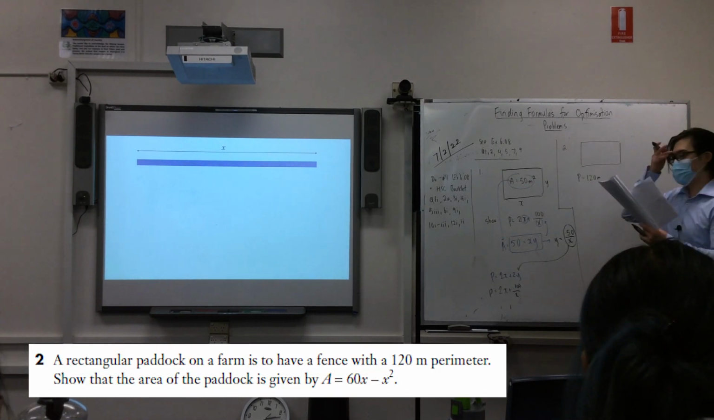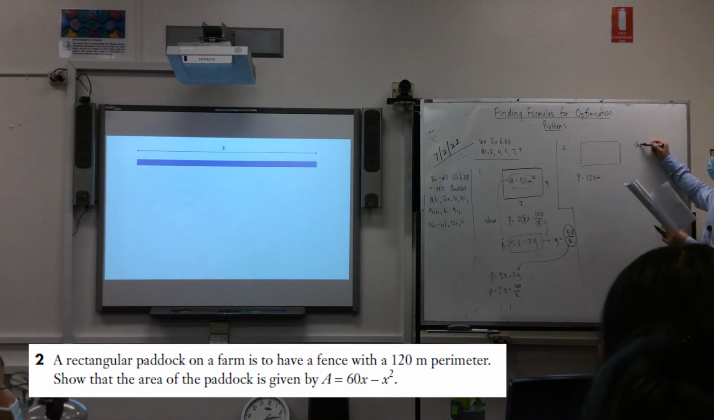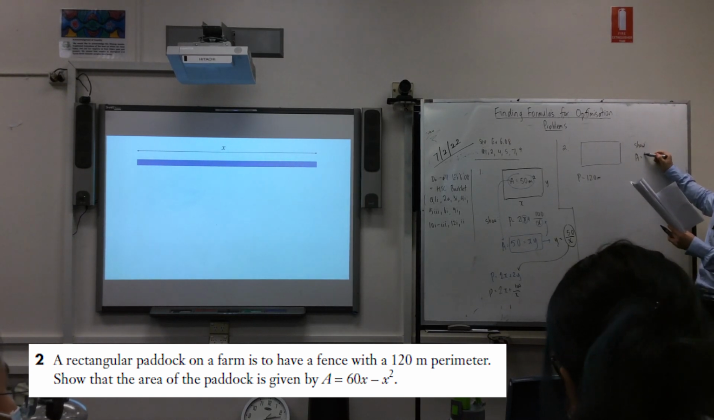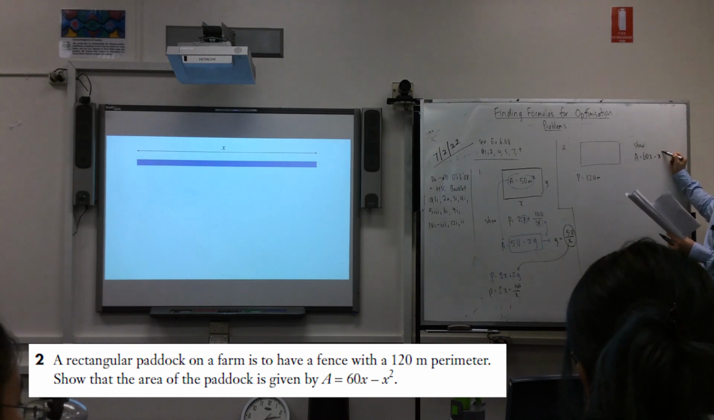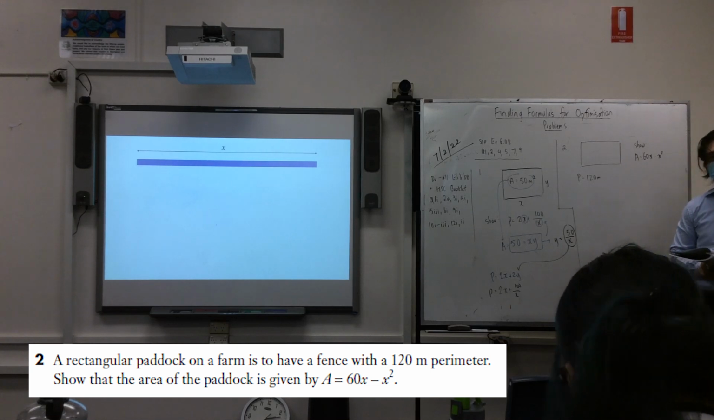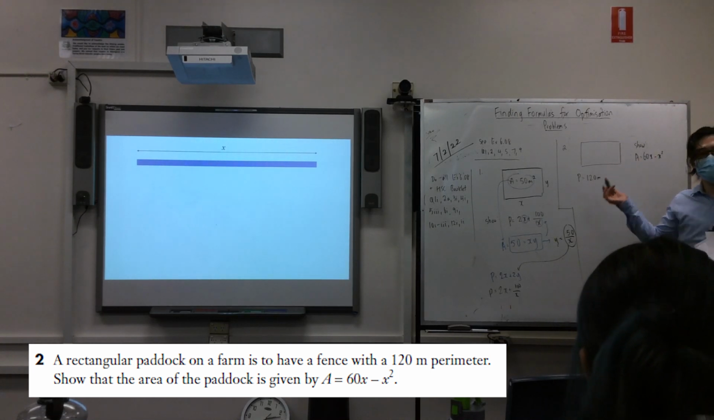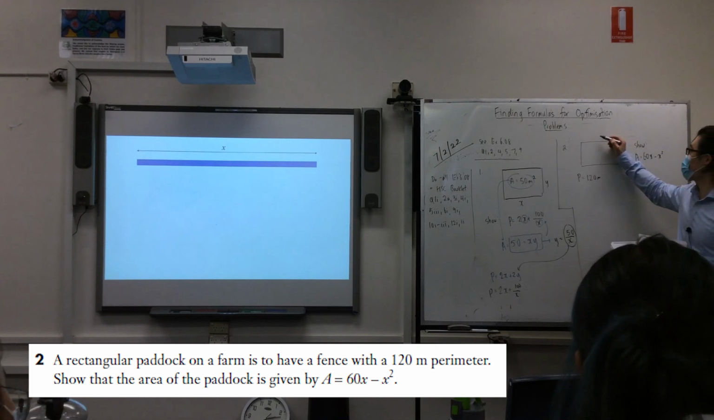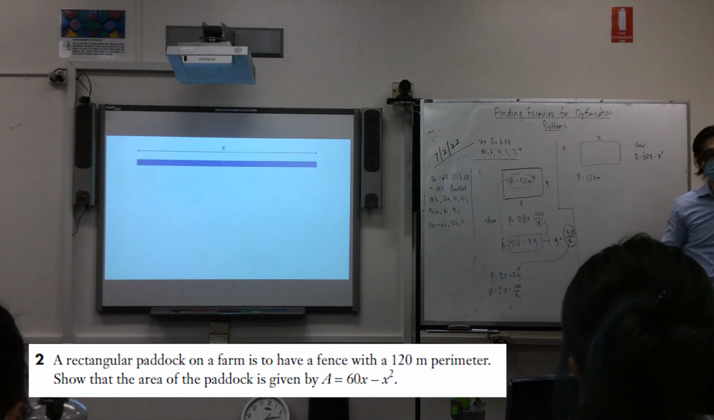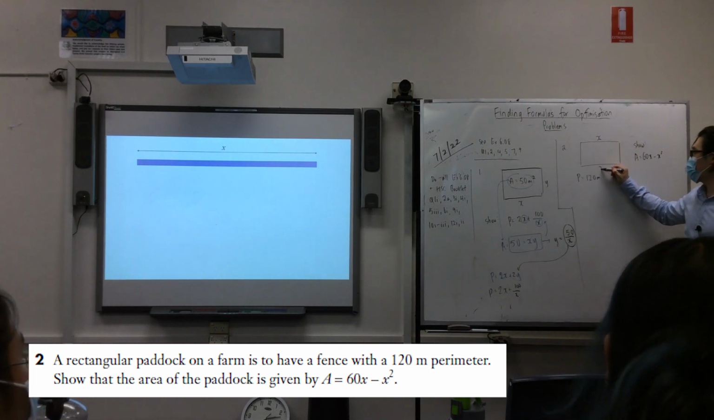Okay, show that the area of this paddock is 60x minus x squared. All right, so that's all we're given. They want everything in terms of x's. So what you want to do is label one of the lengths of the rectangle with x. Let's just say that's x. That could have been x, it doesn't matter. If that's x, this is x.